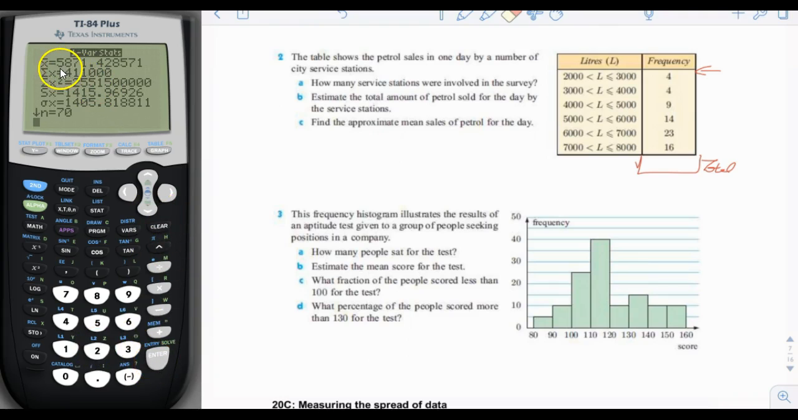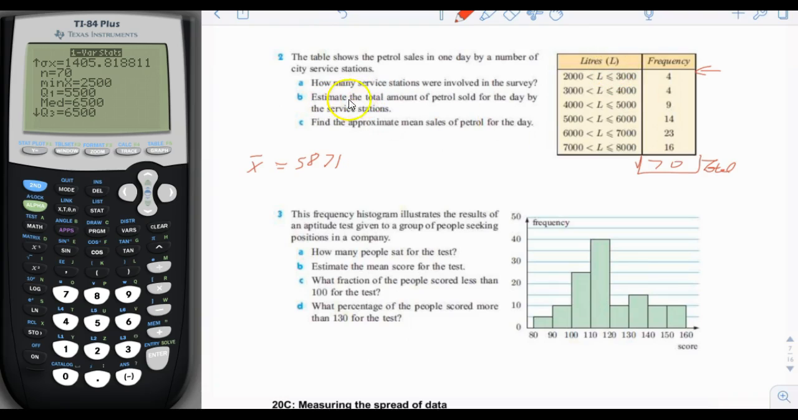And I get all sorts of data. And I'm going to write some of this down because I think I'm going to use some of it later. I'm going to put that x bar equals 5871. And I want to know the total of these frequencies. Let's see if one of those is the total of the frequencies. There it is. N equals 70. That means there are 70 samples here. So actually the total is going to be 70.